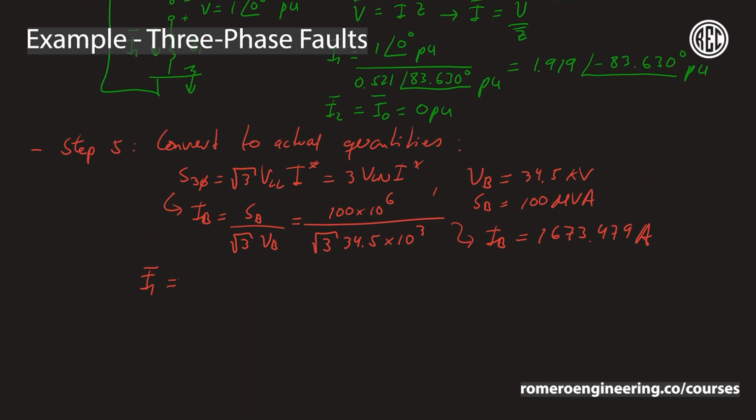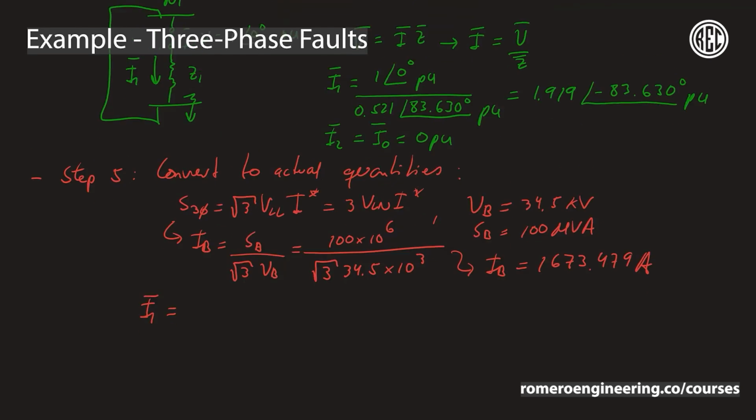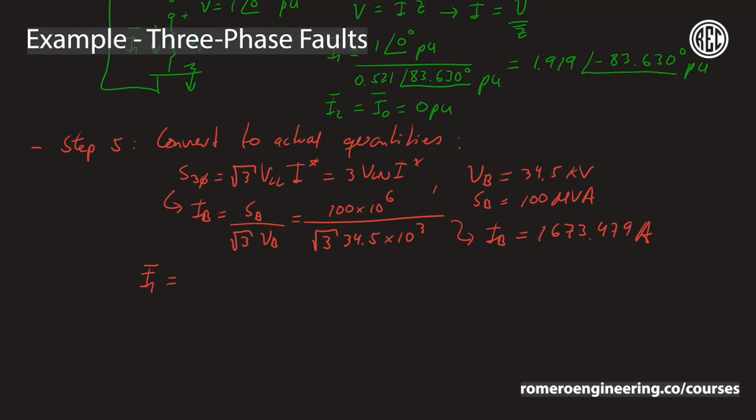So now we can convert I1, which we got over here in per unit 1.919, to actual quantities, meaning in amps. So we'll take that number 1.919 and multiply times the base current over here, and we'll get the positive sequence current in amps. So I1 then is going to be equal to 3211.406, and the angle of course is not going to change, so minus 83.630 degrees, and this is in amps.